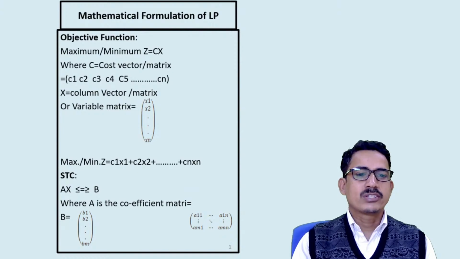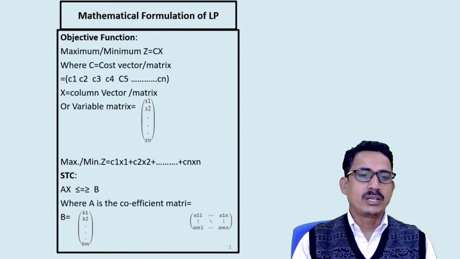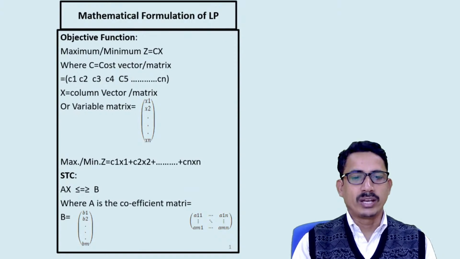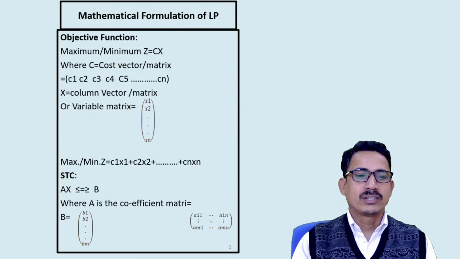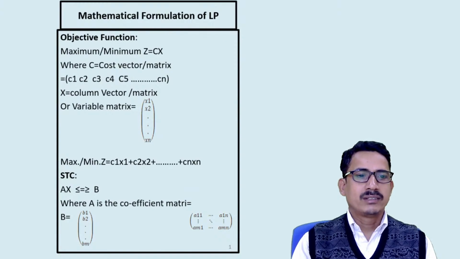So what is A? It is called the coefficient matrix, which can be expressed like A11, A12 up to A1n, then A21, A22 up to A2n, and the last is Am1, Am2 up to Amn. The order of the matrix is m cross n. Similarly, the B matrix is a column matrix having the order m cross 1. There are m rows with 1 column.